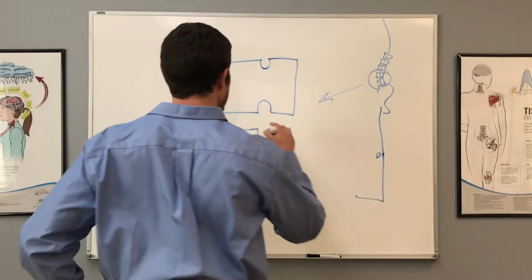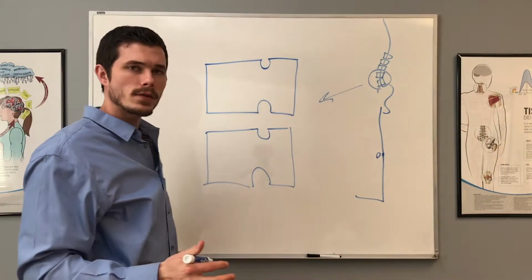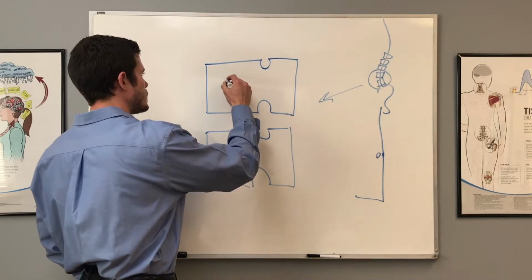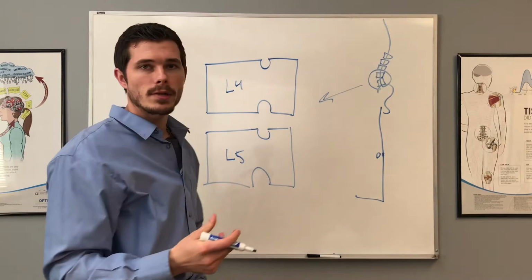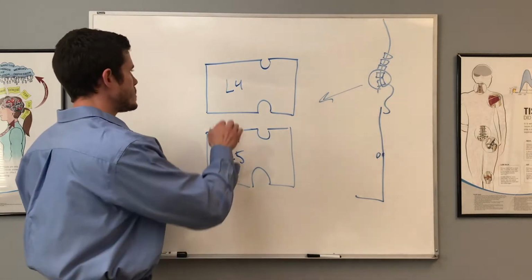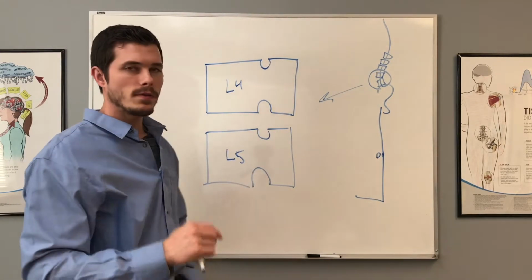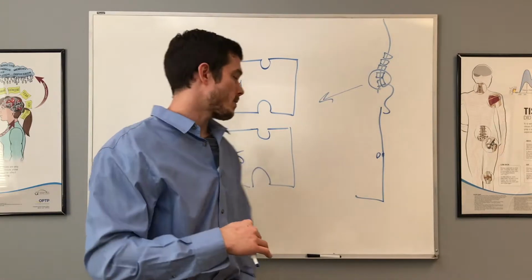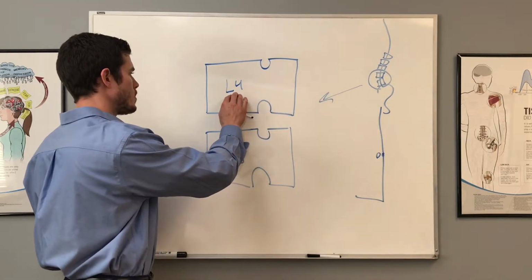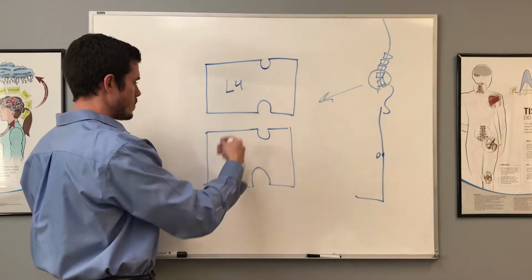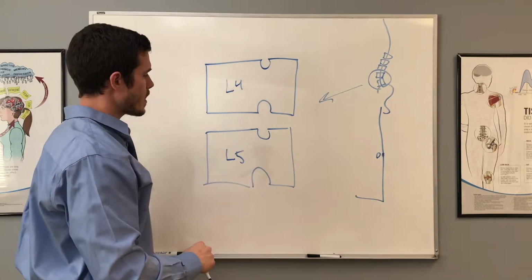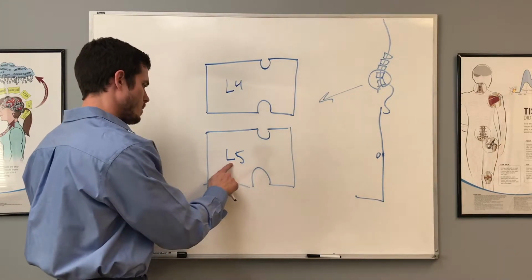So what we have here is just 2 bones. The fancy term for this is vertebrae. We've got L4 and L5. This is the most common level of a disc herniation. L4 just stands for the 4th bone in the lower back. I said there were 5, so this is the 4th lumbar bone, and this is the 5th bone in the lower back, L5, with L for lumbar.